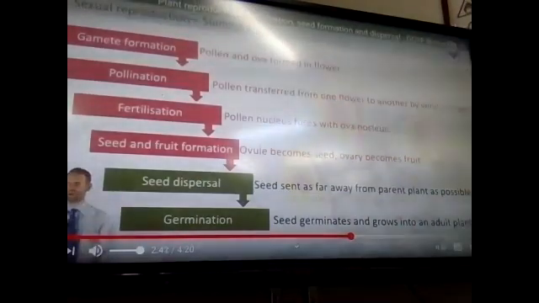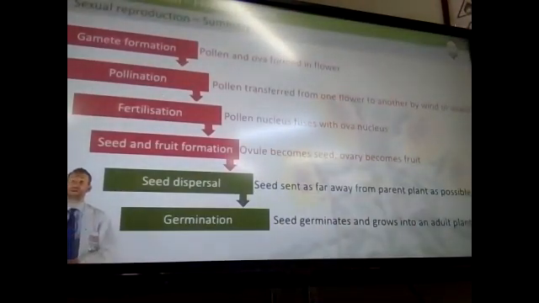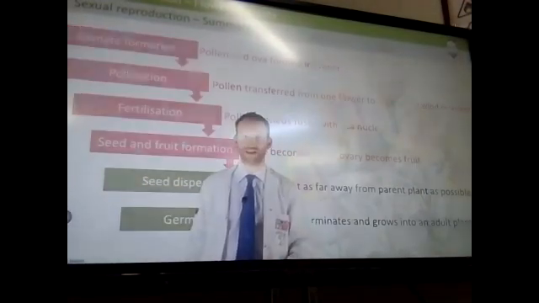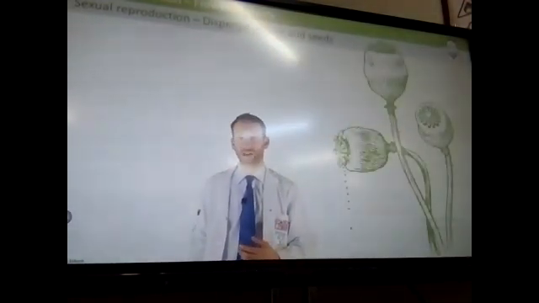Your baby's not going to grow very well next year. You want to disperse them far and wide to give them the best chance of germinating and surviving to become parent plants themselves. So the next phase is seed dispersal.